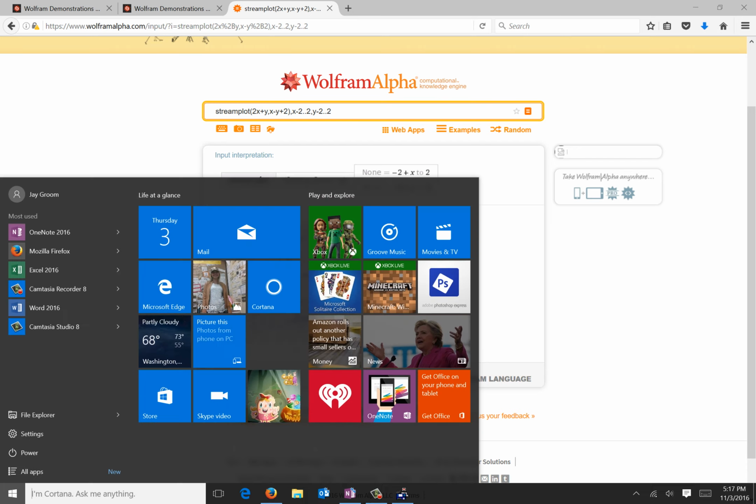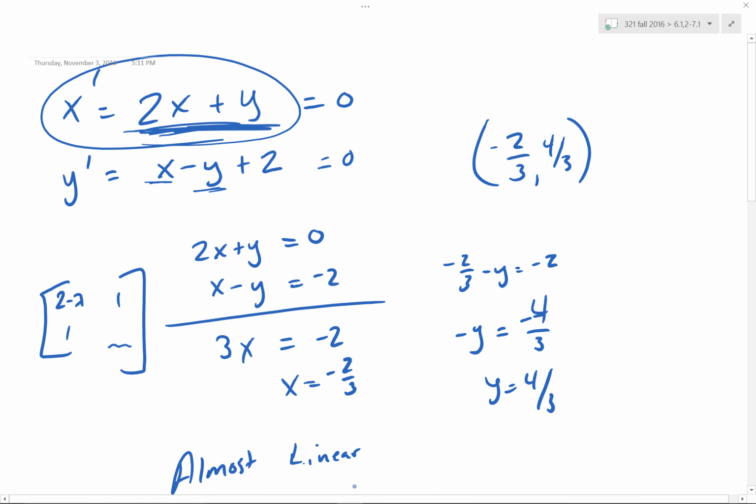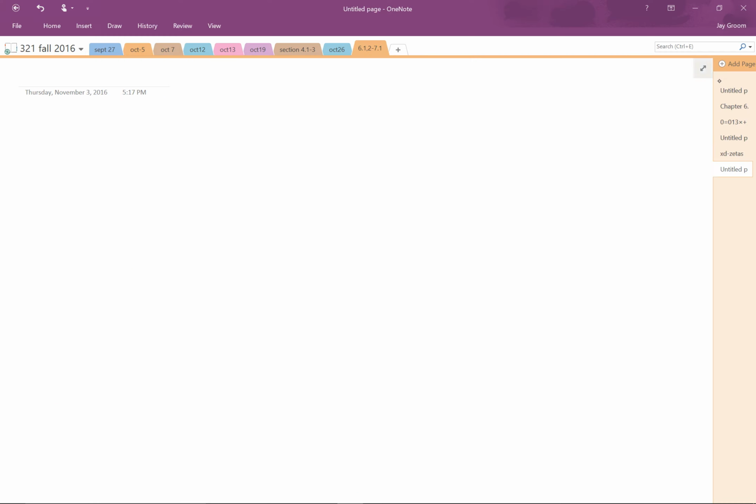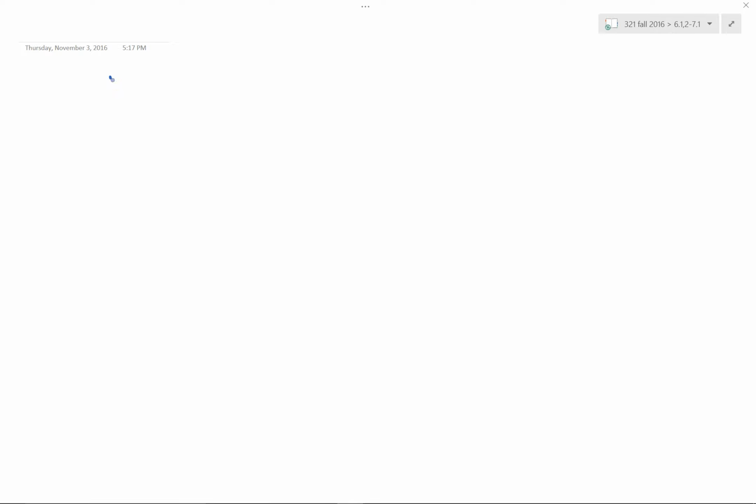Not too bad. Now, what if you run across one that's quote-unquote a little less linear? What if it was some nasty mess like this? That's not the messy part.